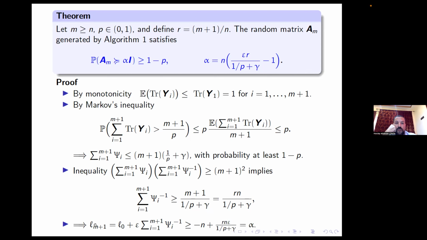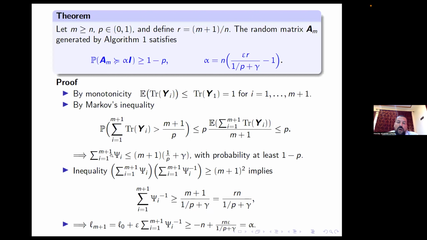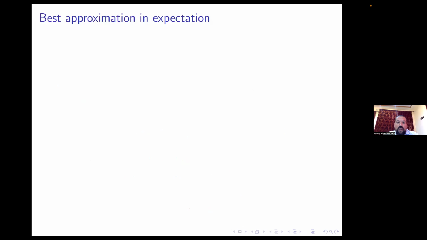And once we relate, since we know that the matrix Y_{n+1} is positive, we have L_{n+1} as an upper estimate of the smallest eigenvalue of the Gramian matrix J. So these results are related to the well conditioning of the matrix J.